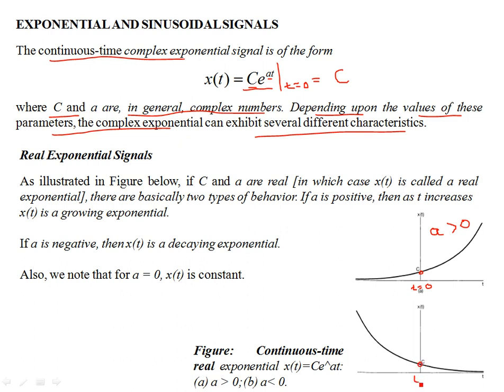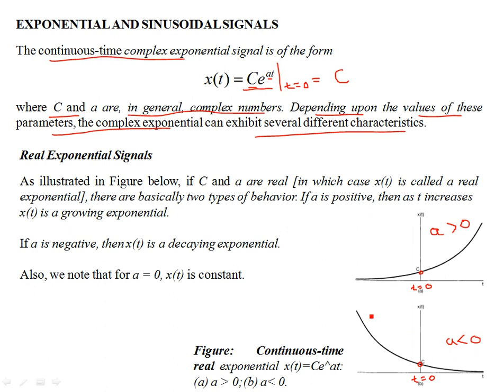Now the other case is for a less than 0. If a is real, and c is real, so we have a real axis over here. It's not a complex axis. For x of t, the horizontal axis represents the independent variable, that is time in this case. The vertical axis is the signal, and we have both axes as real. So we are dealing with the real exponential continuous time signal right now.